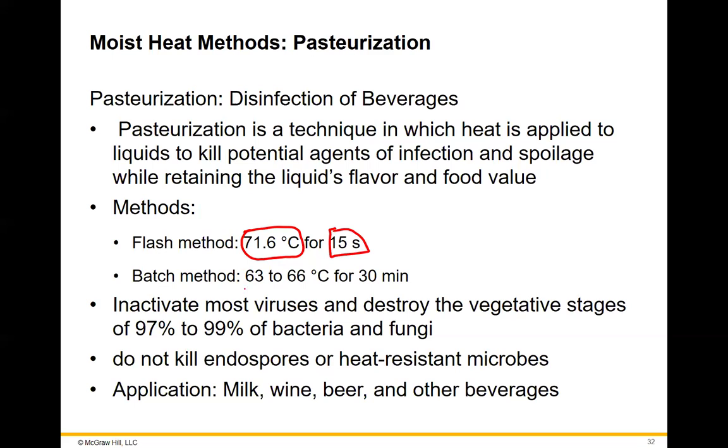So our batch method will use a much lower temperature, but we'll be cycling at those low temperatures for 30 minutes and then going to cooler temperatures. So when you guys are looking up about storage, I just saw this on one of the YouTube channels that I watched, talking about unpasteurized milk, right?